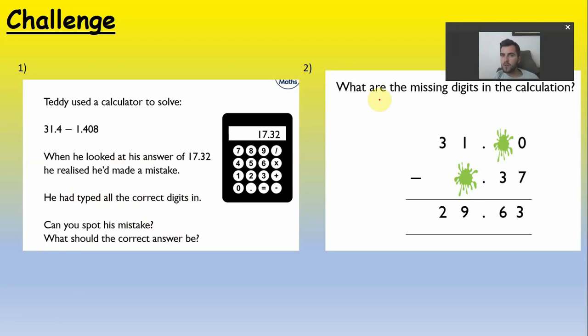And then question 2, what are the missing digits in the calculation? So you can see there's 2 splats there. What digits should be there? Okay, I suggest you pause that and have a go at that, and then send it to me once you finish.